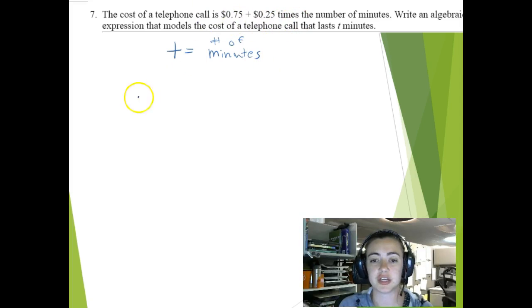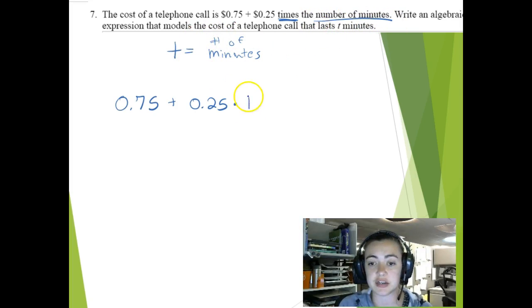Our expression is 0.75 plus 0.25 times, remember times is multiply, so multiplied by the number of minutes, and we know the number of minutes is equal to t, so multiplied by t. When you have a number multiplied by a variable, you don't have to have a multiply symbol in between. You could have parentheses or nothing. You could just write 0.25t.